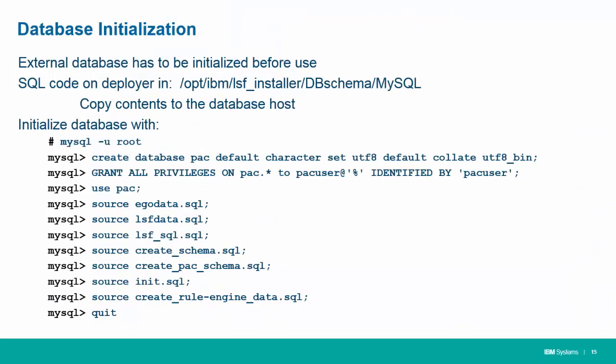Alright, so I was a little fast on the initialization of the database, so I want to spend just a moment to show you what those steps were. So we have some SQL code that we need to run on the database host to initialize it. So you can copy that code from this location here on the deployer node. So there's a bunch of SQL files there. Copy those to your database host. Then on your database host, you want to initialize the database.